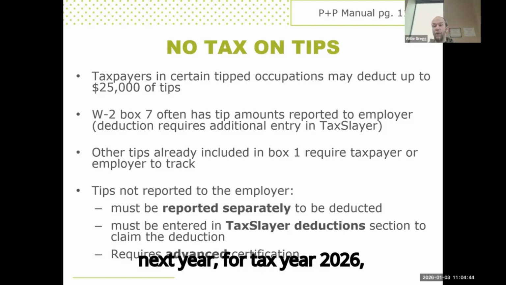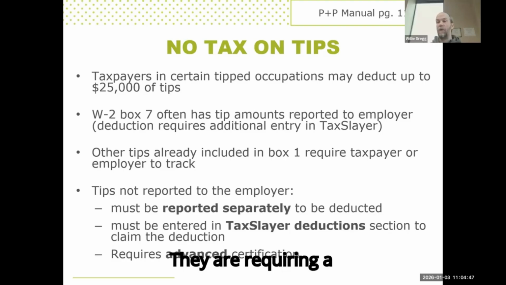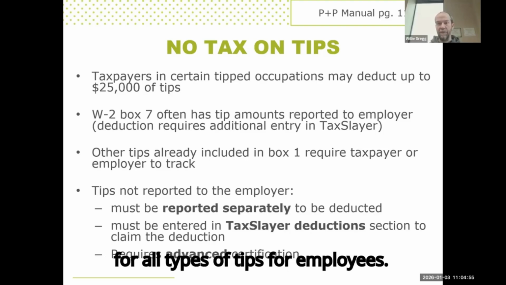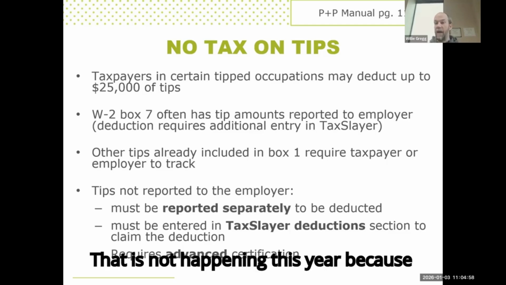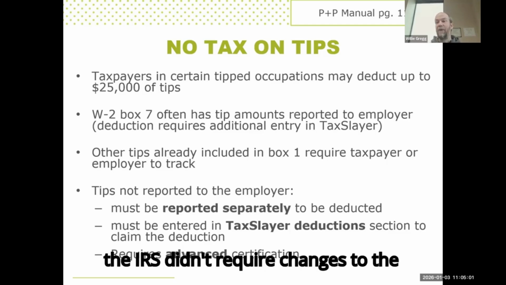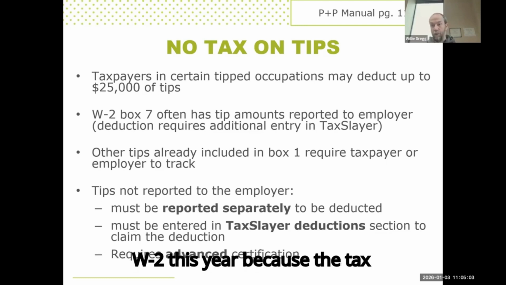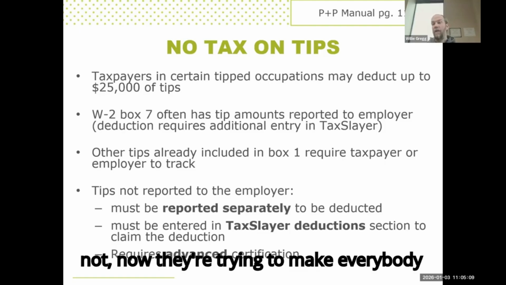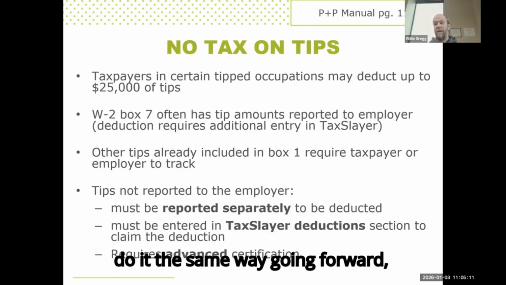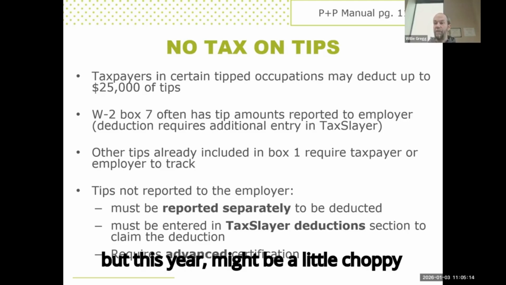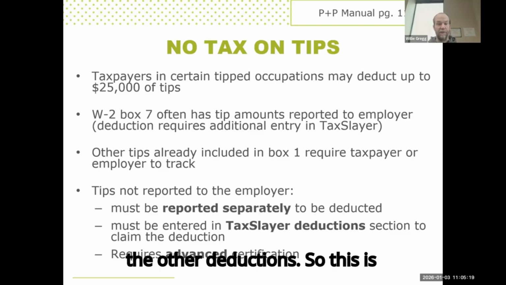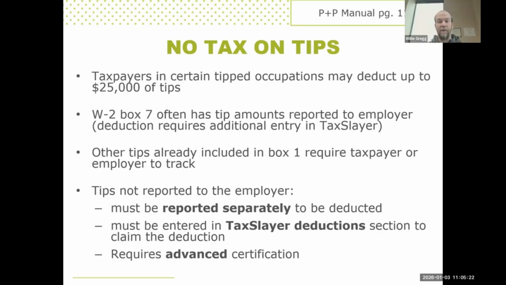For next year, for tax year 2026, they are requiring a Box 12 code for reporting all tip amounts on the W-2 for all types of tips for employees. That is not happening this year because the IRS didn't require changes to the W-2 this year because the tax law got passed in July. Now they're trying to make everybody do it the same way going forward, but this year might be a little choppy and messy, especially when we get to the other deductions. So this is the general process there.